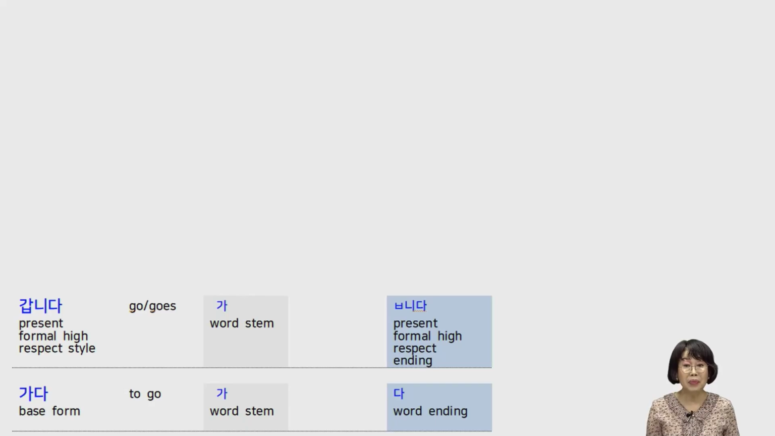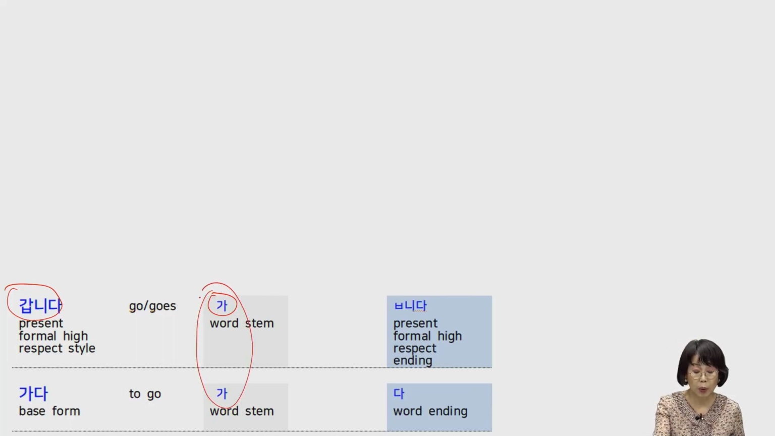갑니다. It means go or goes. 가 is the word stem, the unchanged part. And you can put 읍니다, present formal high respect ending. So you can get 갑니다.